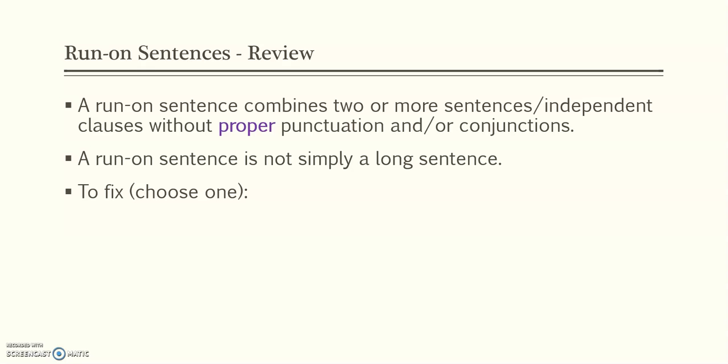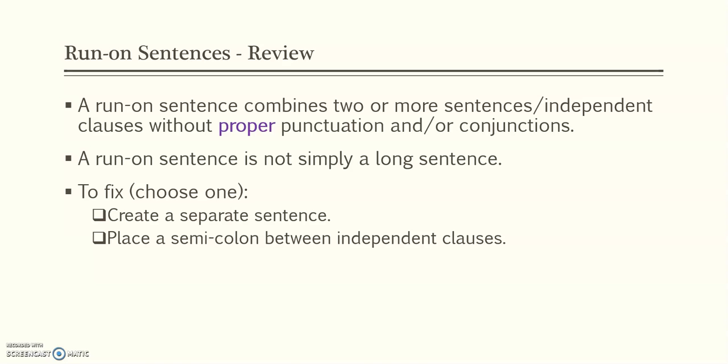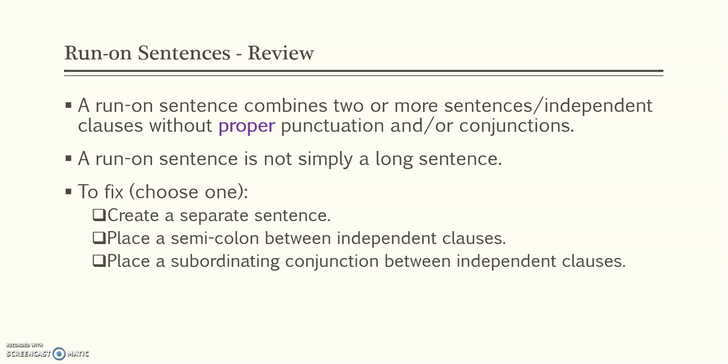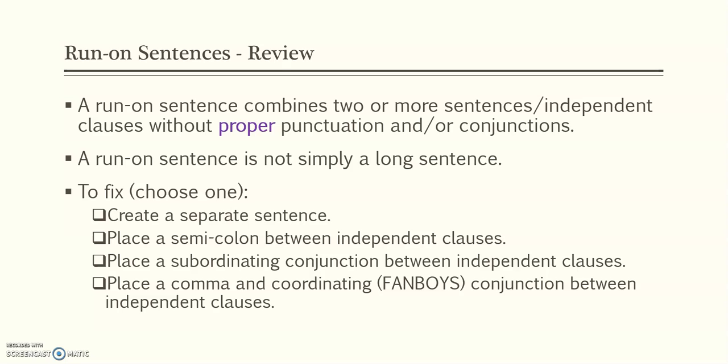To fix, you have 4 methods. Choose one, mix them up when you're reviewing your own essays. You can create separate sentences. You can place a semicolon between the independent clauses. You can place a subordinating conjunction between independent clauses. And finally, you can place a comma and a coordinating or FANBOYS conjunction between the independent clauses.